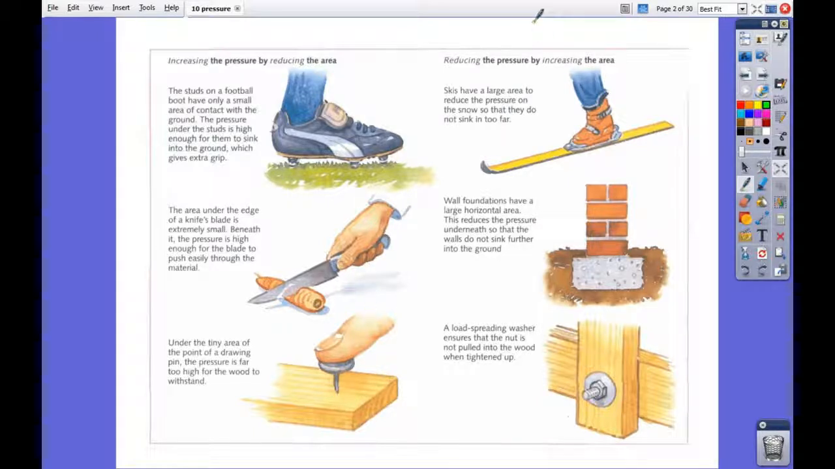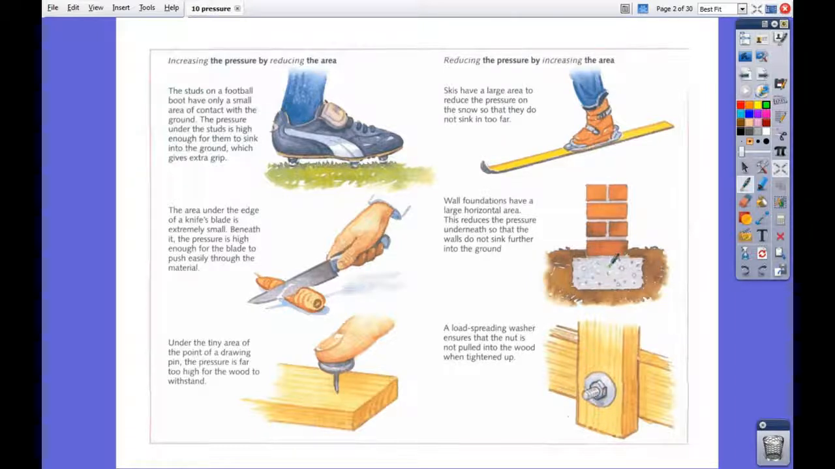Next, sometimes we need to reduce the pressure to our benefit. Reducing the pressure can be done by increasing the area. For example, here skis have a large area to make the pressure small, so they don't sink too far and can slide very easily, opposite to these football shoes.